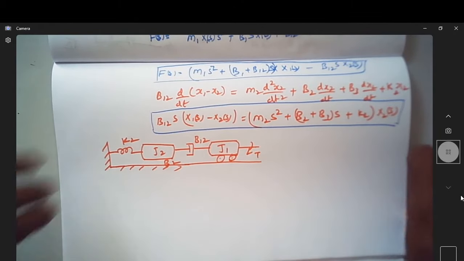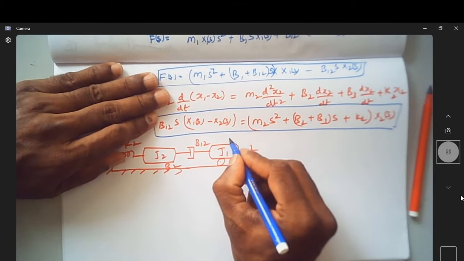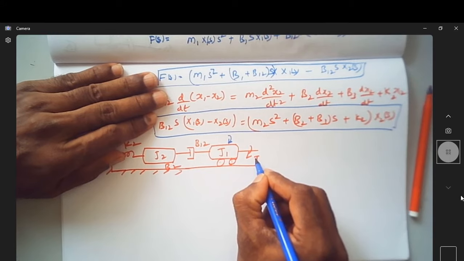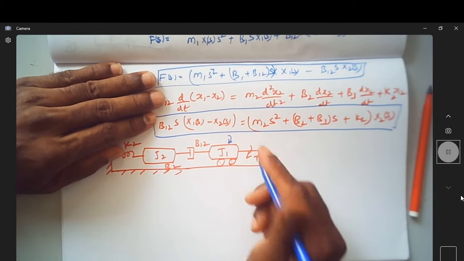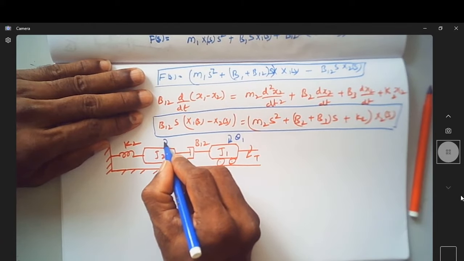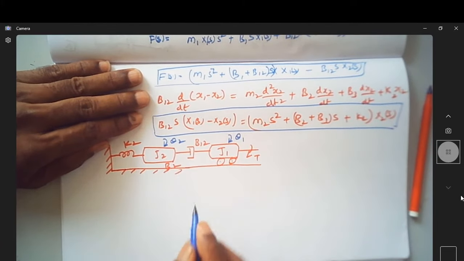Because of this applied torque, I know that there will be an angular displacement in the same direction as that of the applied torque. Since it is going clockwise, this will also go clockwise, theta 1, and this will have an angular displacement theta 2.